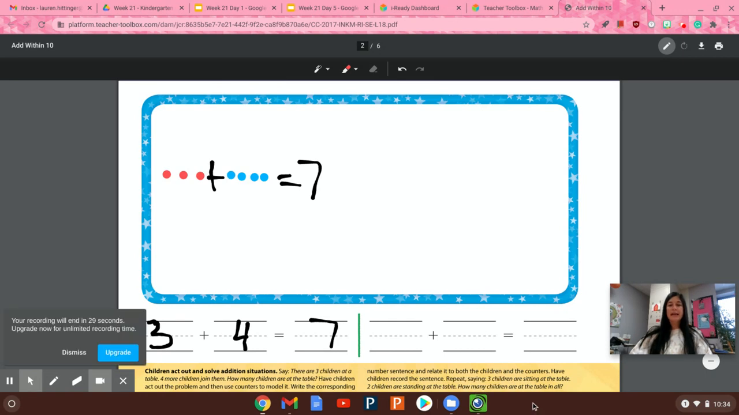You have one more problem. 3 children are sitting at the table and 2 children are standing at the table. How many children are at the table in all? Doesn't make a difference if they're sitting or standing. There are children at the table, and they want to know how many are there together in all. 3 children are sitting. 2 children are standing. How many children are at the table in all? All right, guys, I'm going to have you go ahead and do this one on your own.